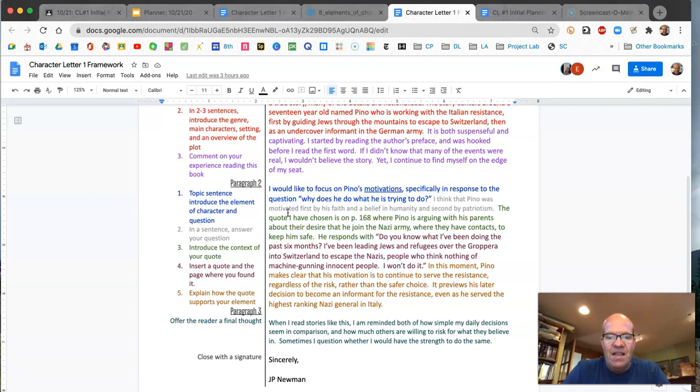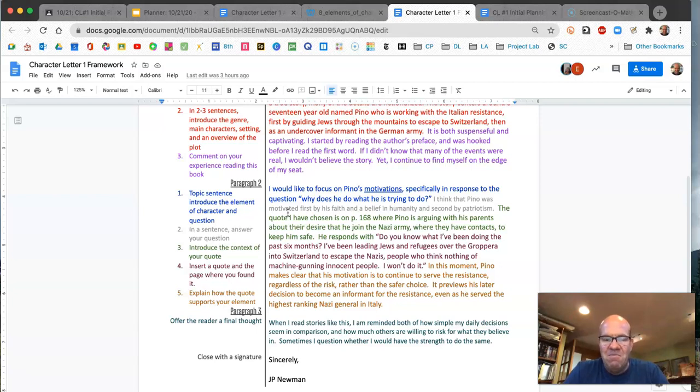So I say, in this moment, Pinot makes clear that his motivation is to continue to serve the resistance regardless of the risk, rather than the safer choice. It previews his later decision to become an informant for the resistance, even as he served the highest-ranking Nazi general in Italy. Okay, that's important.